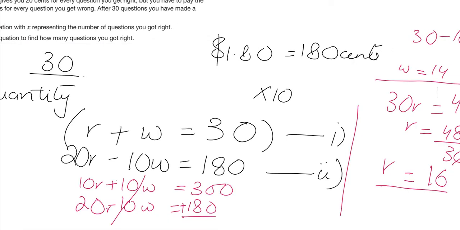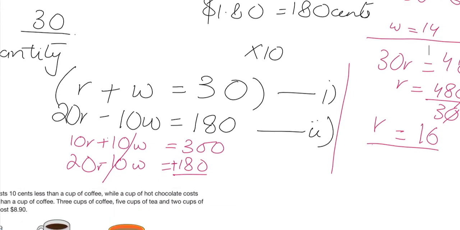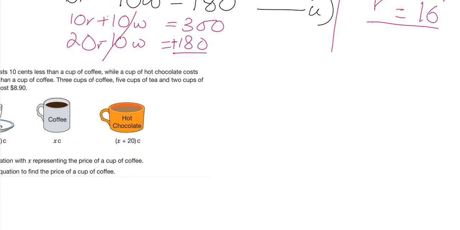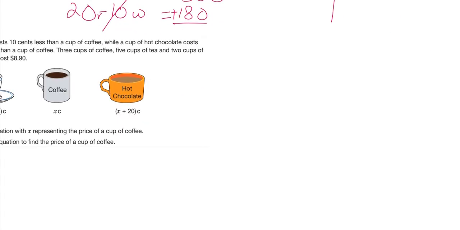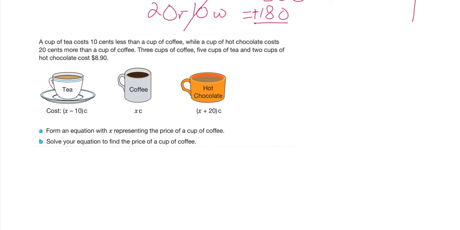Let's check another example. They have already mentioned the equations, and now we have to find the price of a cup of coffee. First of all, we need to form the equation and then find the price of a cup of coffee. A cup of tea costs 10 cents less than a cup of coffee. That's already mentioned over here. A cup of hot chocolate costs 20 cents more than a cup of coffee. So the cup of coffee is equal to X.